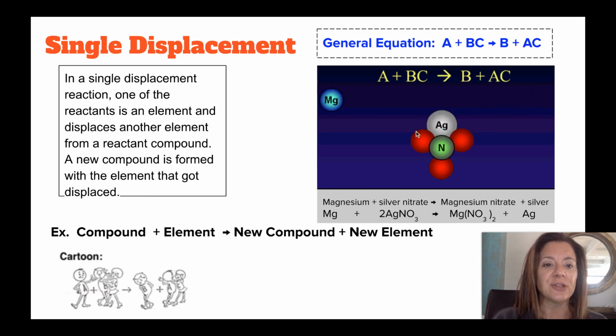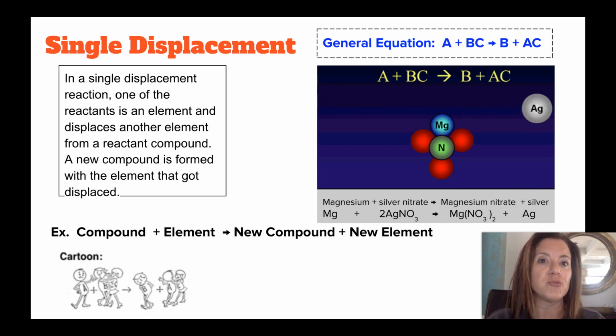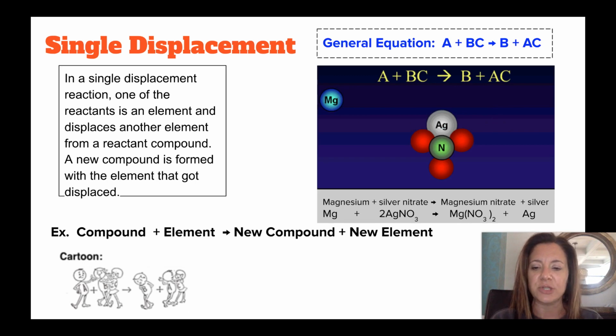So if we take a look at this animated GIF, we can see that magnesium bumps silver out of the compound silver nitrate. So you have an element plus a compound yielding a new compound and an element. It doesn't matter whether you write the new compound first and then the element, or the element and then the compound, as long as they're both on the right-hand side of the equation.